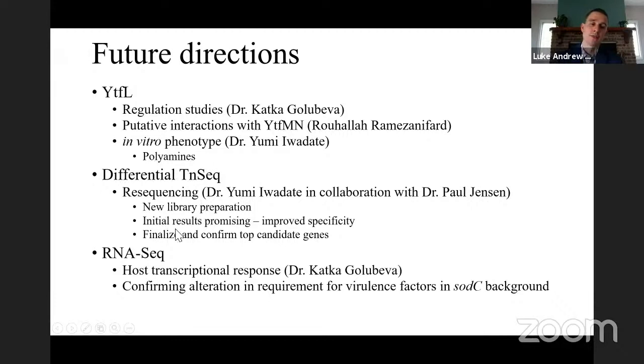In regards to the differential Tn-seq, we're at the point where we are doing a statistical analysis and comparing these new lists from this new library preparation, thanks to a big effort by Yumi and lots of helpful input from Dr. Jensen. I'm excited that we'll be able to return to the labs in the near future and start following up on some of the confirmation of this new gene list, and hopefully have a little bit cleaner analysis this time around.